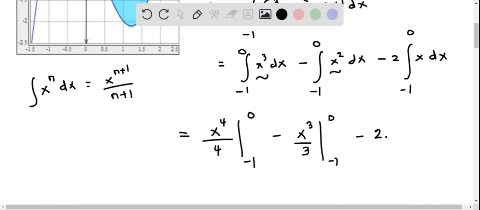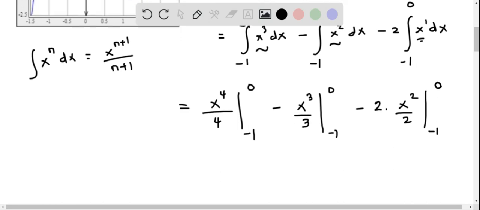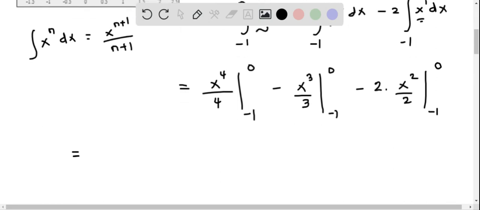And also we have -2 times, here we have x, so the power of x is 1. So we can write this as, when we integrate, x raised to the power of 1 plus 1, which is 2, divided by 2. And this has to be once again evaluated from the limits -1 to 0. So let's continue. When we substitute the upper limit, we will get 0. So I put 0 minus, now I plug in x equal to -1. So therefore this becomes -1 raised to the power of 4 divided by 4.